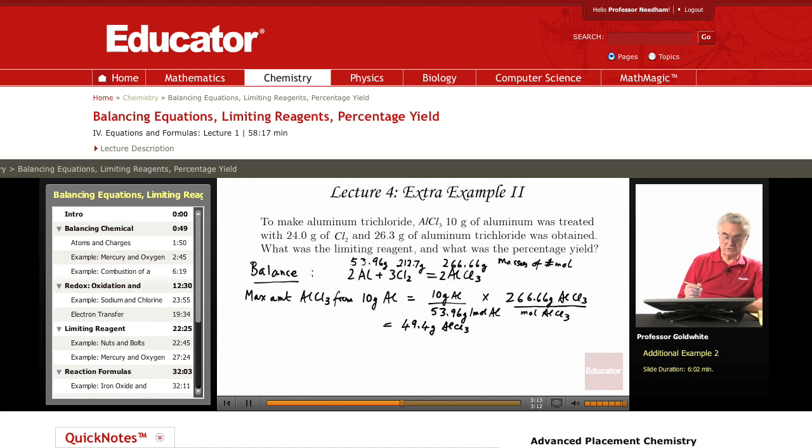Now let's do the same calculation based on the amount of chlorine taken. The maximum amount of aluminum trichloride from 24.0 grams of chlorine equals 24.0 grams of chlorine divided by 212.7 grams of the amount of chlorine in the basic equation, times 266.66 grams of aluminum trichloride. And that would equal only 32.6 grams.